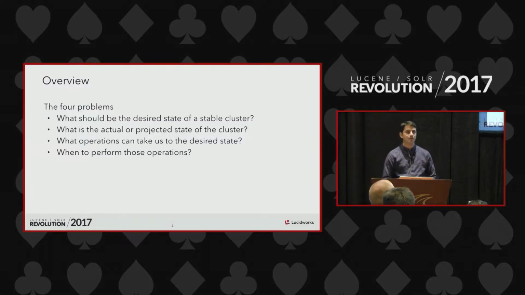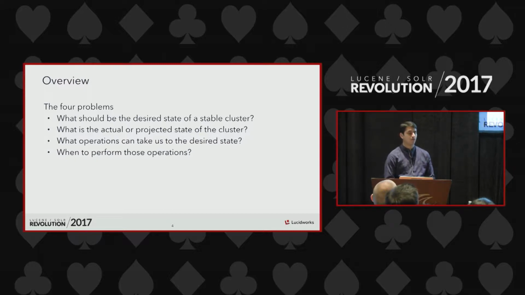So to get there, from an autoscaling perspective, there are 4 problems that we need to solve. The first one is, what should the desired state of a cluster be like? If my cluster is to be stable and performant, what should it look like? How should the cluster layout be? How do I measure the load on the nodes? How do I distribute it, et cetera? The second is, how do we measure the current or perhaps the projected state of the cluster? So how do we know that, hey, probably we're going to run out of disk space in 2 days unless we take some action right now, things like that.